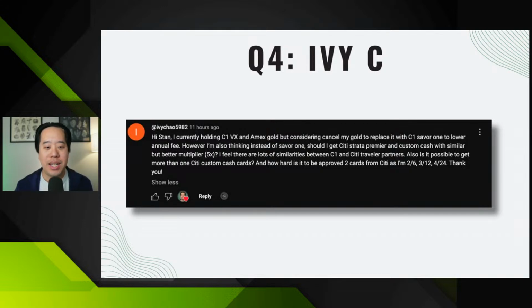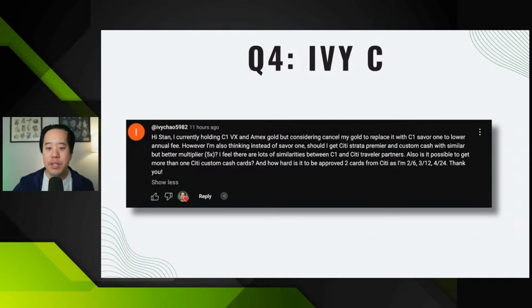She asked, hi Stan, I'm currently holding the Capital One Venture X and Amex Gold, but considering canceling my Gold to replace it with the Capital One Saver to lower the annual fee. But she's also thinking about, instead of the Saver, should she get the Citi Strata Premier and the Custom Cash with a similar but better multiplier because it's 5x. She feels there's a lot of similarities between Capital One and Citi's transfer partners. Also, is it possible to get more than one Citi Custom Cash card, and how hard is it to be approved for 2 cards from Citi, as she's 26, 3/12, 4/24. Thank you.